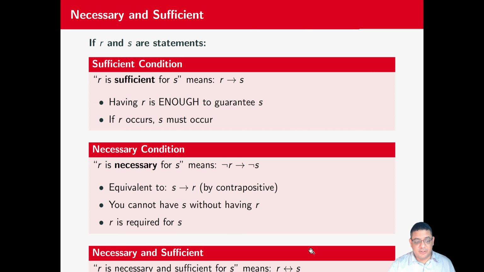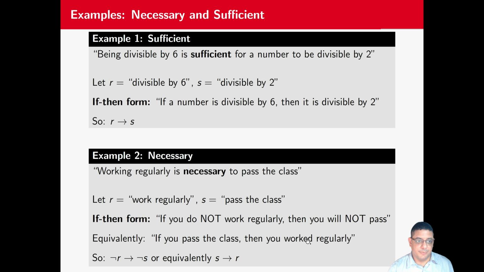Now, R is necessary and sufficient for S will be the biequivalence. R is necessary and sufficient for X means R is equivalent to X, or biconditional with X.